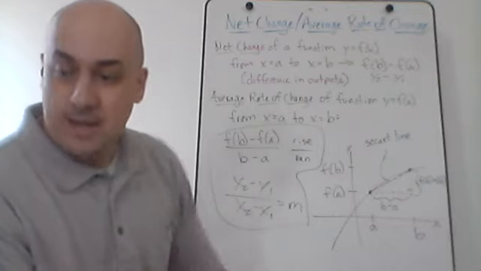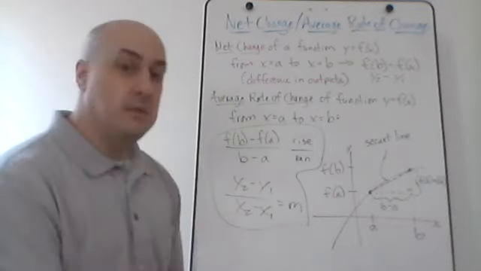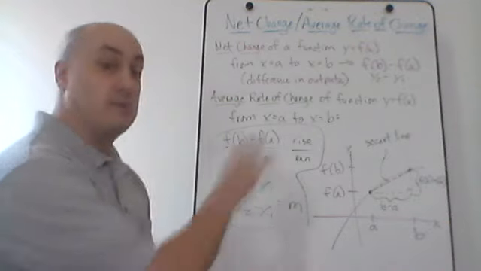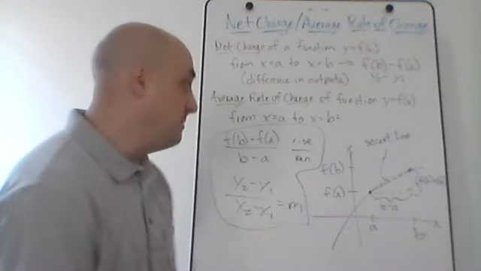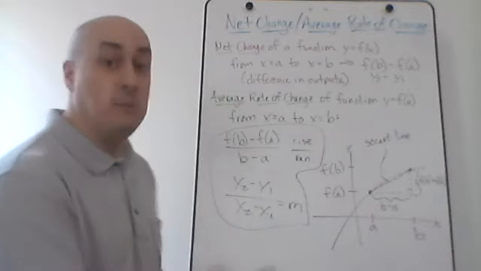All right, so that is average rate of change and net change. I'm going to do another video now where I do a couple examples of calculating the net change and the average rate of change. So make sure you check those out so you can see how to actually do a problem that involves this stuff.